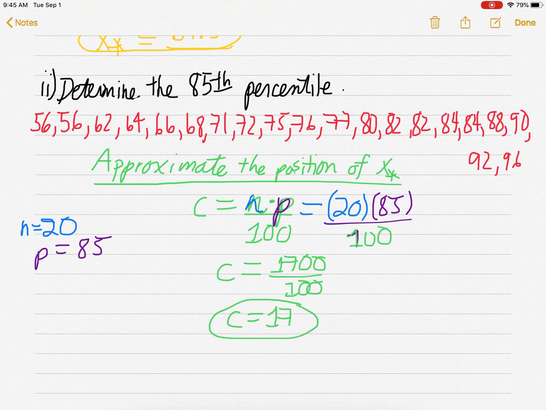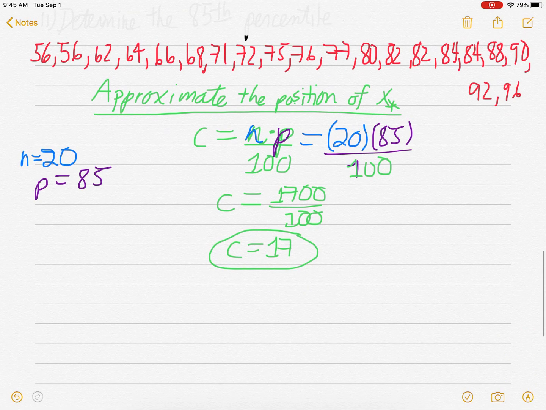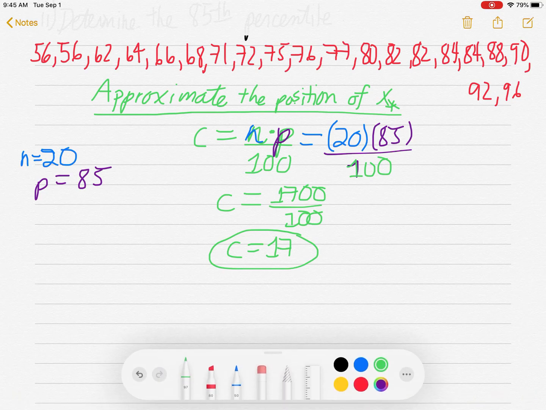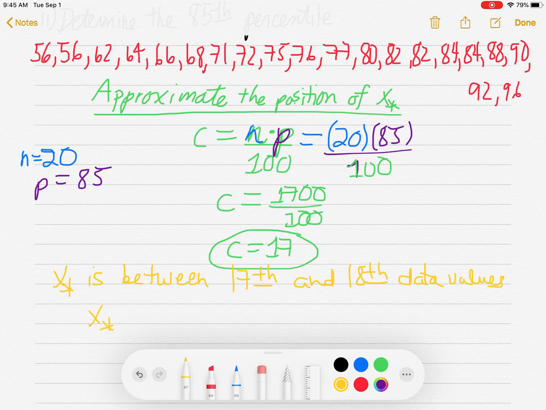So when we land exactly on a whole number, remember the strategy is to look between the C and the C plus first data value. So x star, that's what we're after, is between the 17th and the 18th data values. Halfway between.